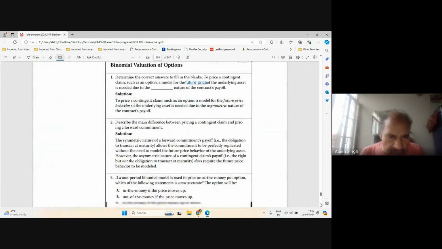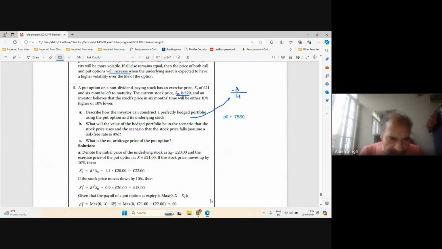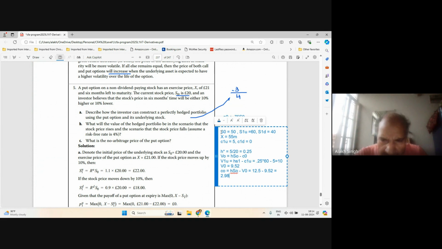Because we are using what we have learned so far. Later on, you will find an easier formula. But okay, let me paste it here with Control V. So S0 is 20, S1U is 22, S1D is 18, and X is equal to 21.